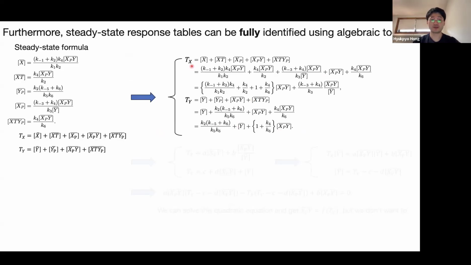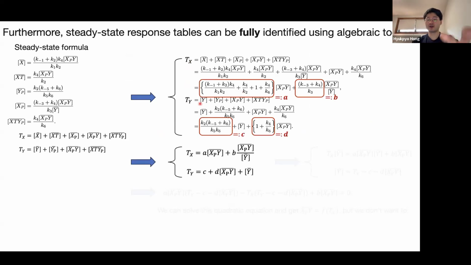So we can simply write down T sub X and T sub Y as a function of several species. And these are all combinations of different rate constants. So we just redefine simpler parameters A, B, C, and D. And then finally, we get functions of x, p, y, and y for t sub x and t sub y. And we further simplify it.